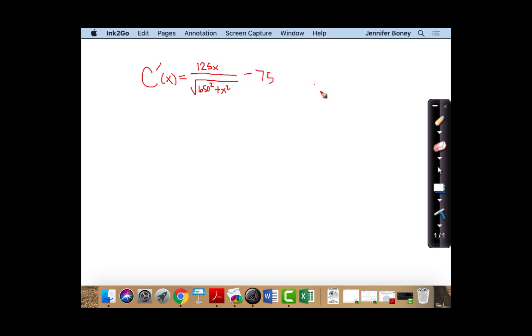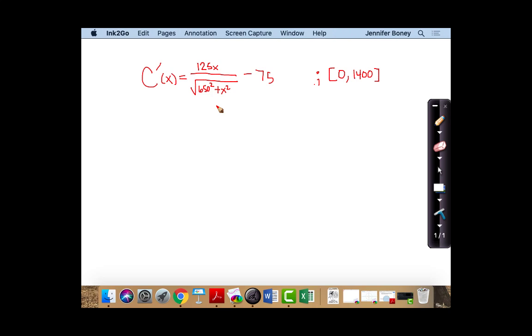I want to know when this is 0 or undefined, as well as my endpoints. Remember, x was only supposed to be in the interval 0 through 1400. So if we do find a value of x and it's like 1600, then we're not going to use it. Even if it is minimum, it's not allowed. It'd probably be maximum if it's out there. So I want to know when this equals 0.